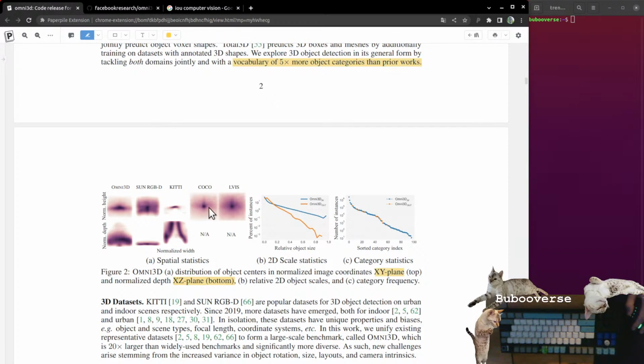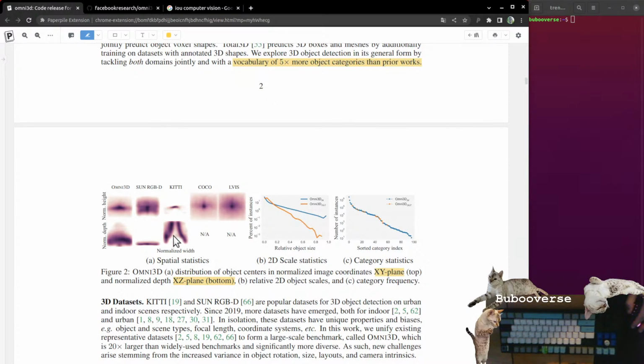COCO is based on images that humans took, so when humans take pictures with cameras, there's actually a bias. They will tend to center the camera on what they're looking at. So that's the bias you see in COCO, LVIS. You see some of it in Omni3D as well.